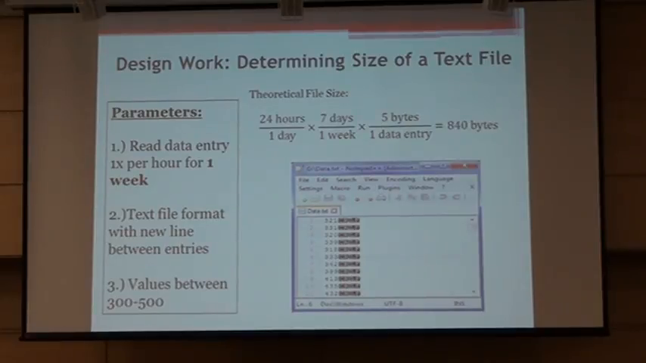The first step in designing the load controller was to determine the size of the text file that the controller would be reading. The VTC power consumption data I received from Peter was on an hourly basis for a week's time. In order to calculate the theoretical size of the file, I had to determine the number of entries that will be read in 1 week, as well as the size of each entry in bytes. I came up with the figure 5 bytes because there's 3 bytes for the values 300 to 500, and then there's 2 extra bytes for a new line between the entries, a carriage return and a line feed.